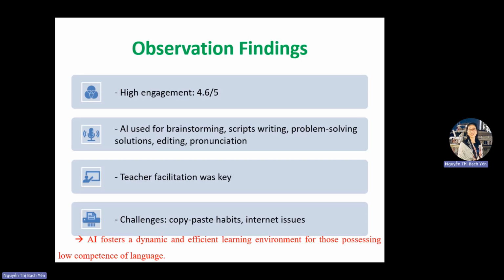However, when we apply AI in learning and teaching, of course, we encounter some challenges. For example, some students with low language competence always copy and paste. It means they have copy paste habits. They don't understand and they don't want to take the time to think or to brainstorm. Yes, and there are internet problems. Sometimes the school network isn't good enough for students to work efficiently.